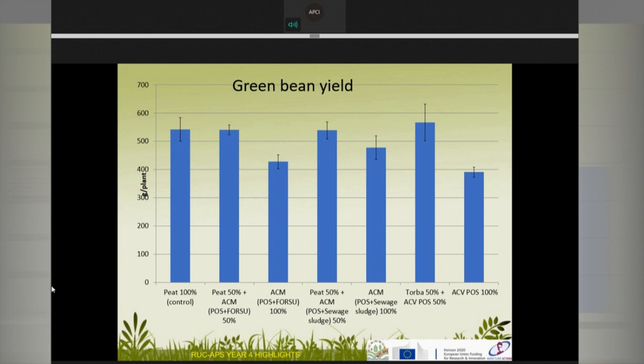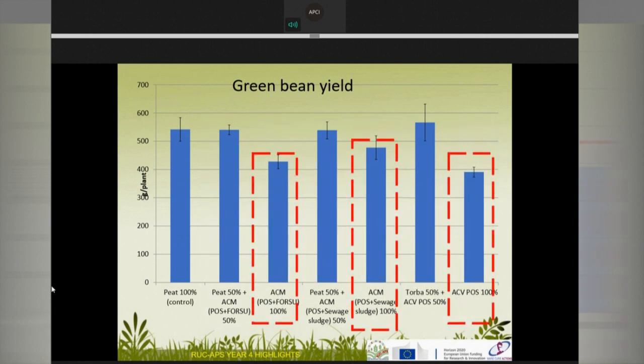The results are summarized in this slide in terms of green bean yield, and as we can see, there were no statistical differences among the substrates, except in the case of compost used alone, probably because of the high salinity level in the media and the intrinsic sensitivity to salt of green bean plants.